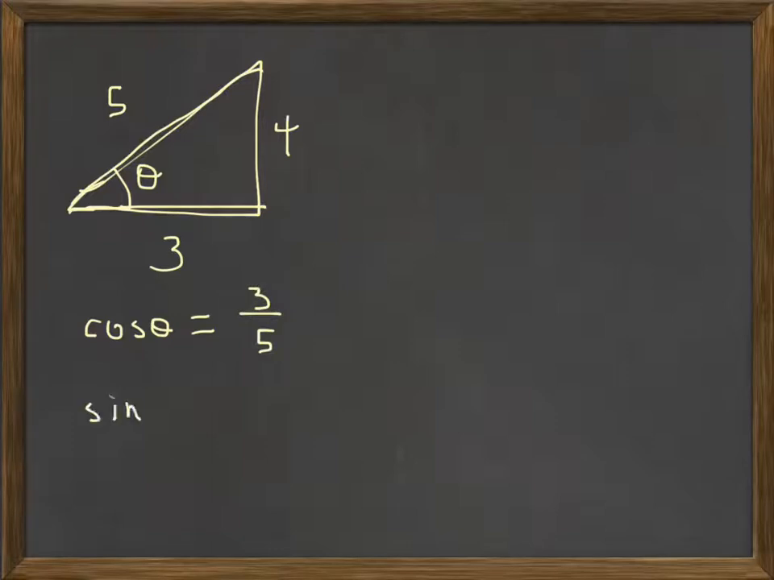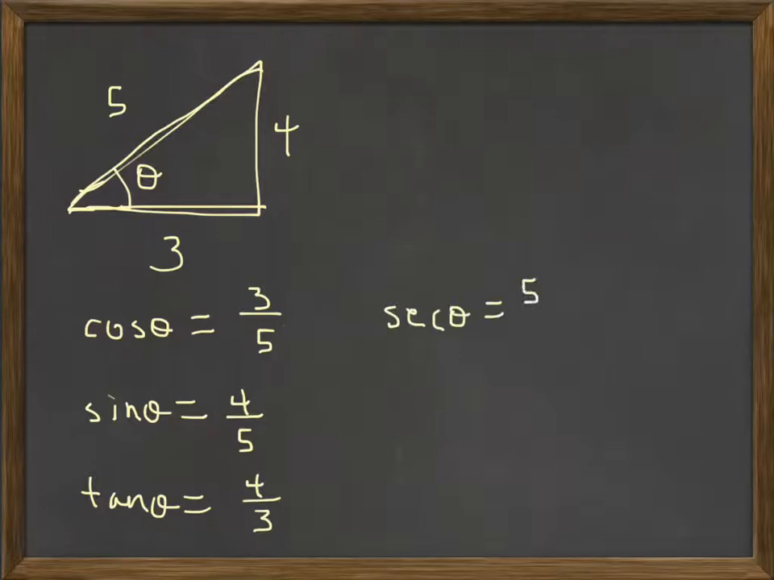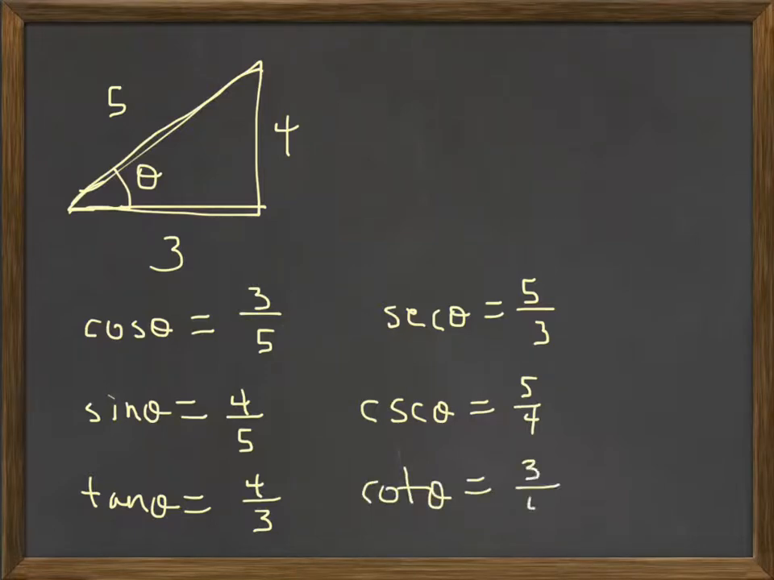The sine of theta, which is opposite over hypotenuse, would be 4 over 5. And tangent of theta, opposite over adjacent, would be 4/3. And the corresponding reciprocal functions, secant theta, would be 5 over 3. Cosecant of theta would be 5 over 4. And cotangent of theta would be 3 over 4. That's simple.